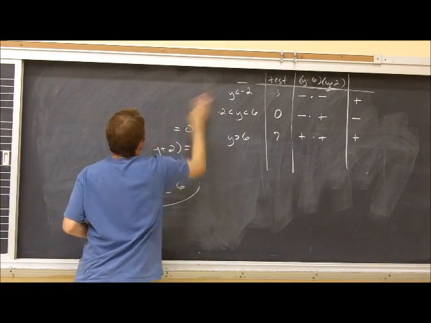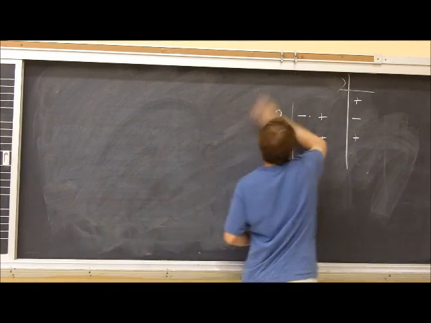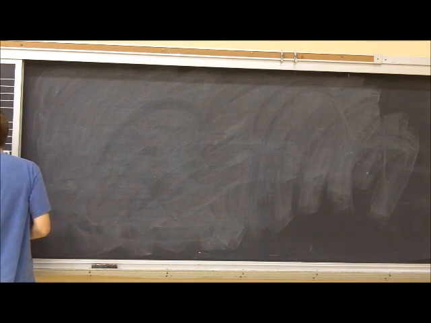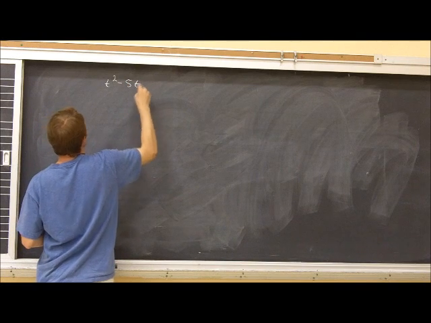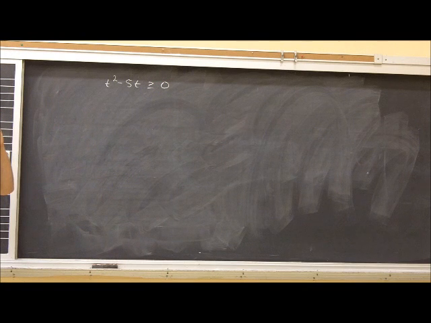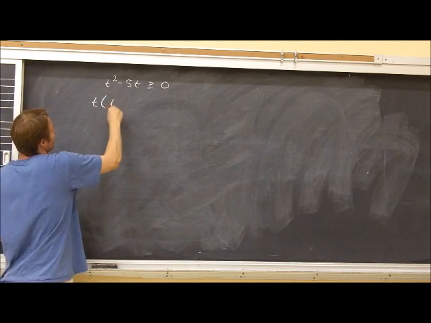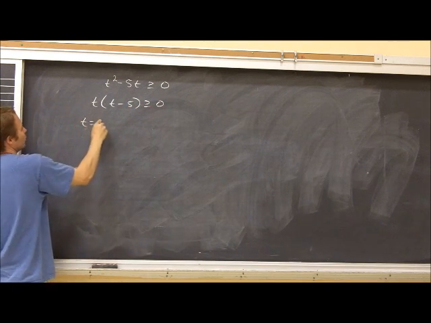All right, let's try a couple more. So how about this one, t squared minus 5t. I'm interested to know where this is greater than or equal to 0. So if you look at this one, it's a quadratic, but it's easier to factor. We don't have to factor the trinomial, right? We can just factor out the t from the front, and we'll get t minus 5 left over here.